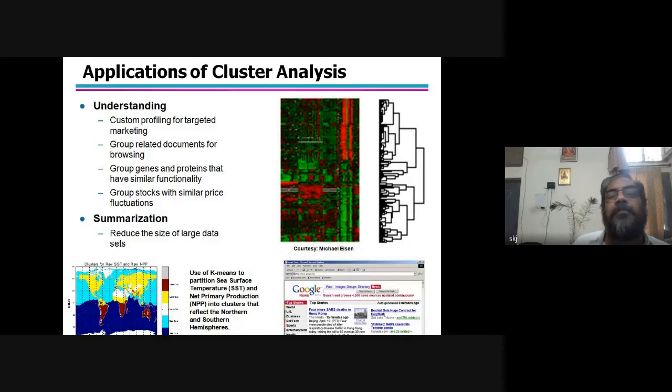Now, example of cluster analysis, few applications here. Understanding customer profiling for targeted market, group related documents for browsing, group genes and proteins that have similar functionality, group stocks with similar price fluctuation. So data are studied and based on that, by different colors, similar or dissimilar data have been shown. Then class labels, class diagram, summarization, reduce the size of large data set.